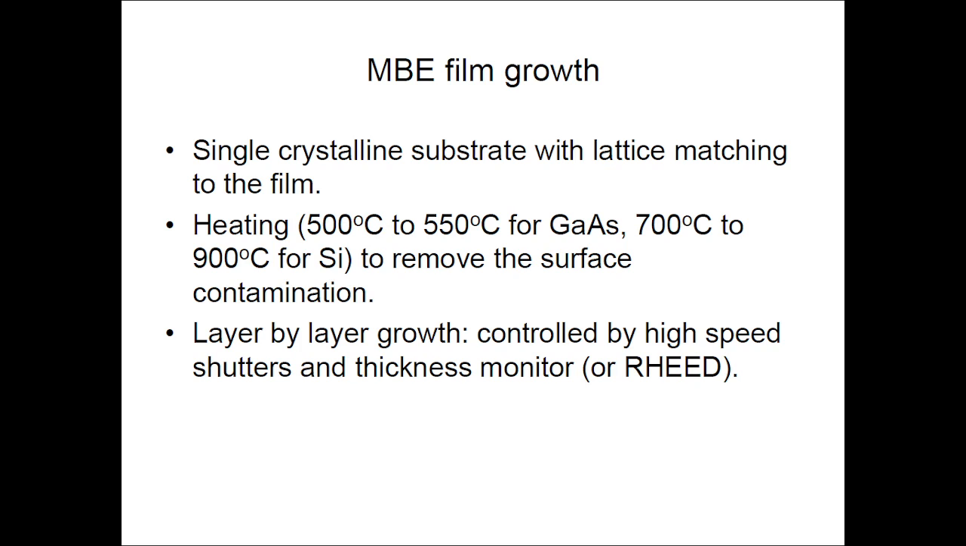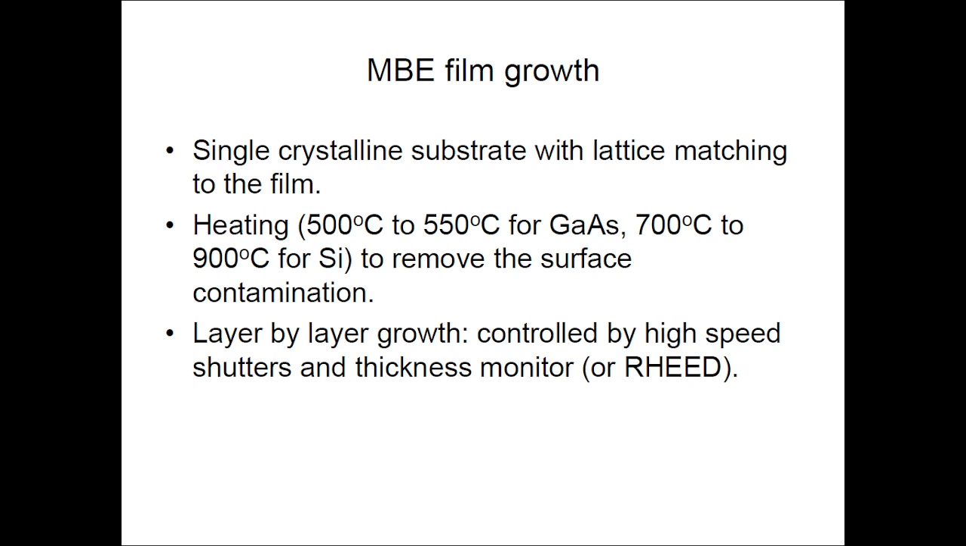Okay, and in molecular beam epitaxy, we will be getting a single crystalline substrate with a lattice matching to the film. Then only we can do that, because the lattice constant of the substrate and the material that you are going to coat should be comparable, so that the mismatch we can reduce to less than 1%, so it will be effective to get quality crystal films. Okay, then also you can heat to 500 degrees Celsius to 550 Celsius to remove the surface contamination. And also you can do layer by layer growth, which is controlled by high speed shutters and thickness monitor.